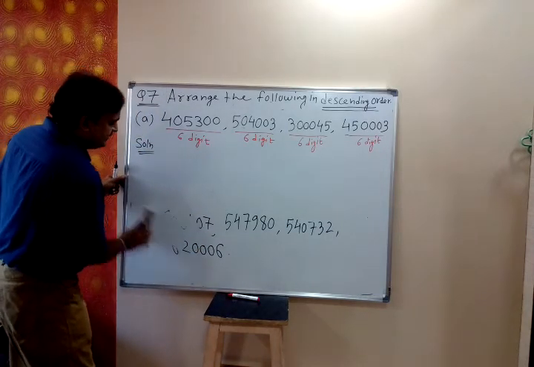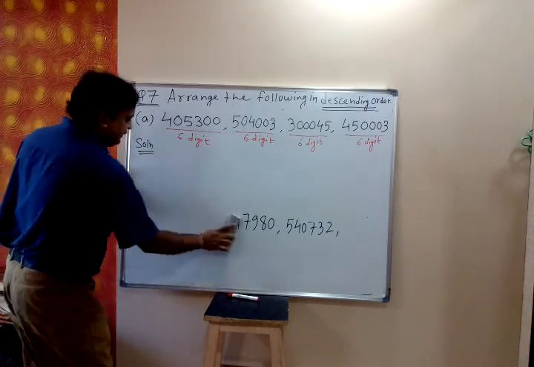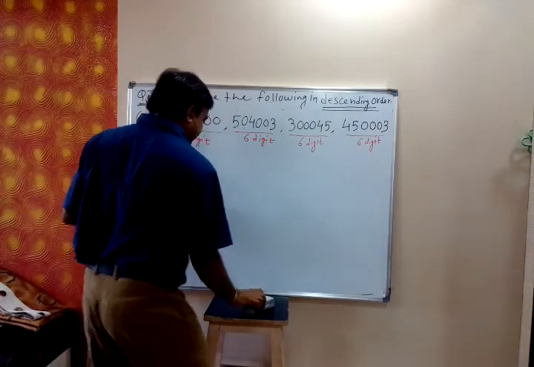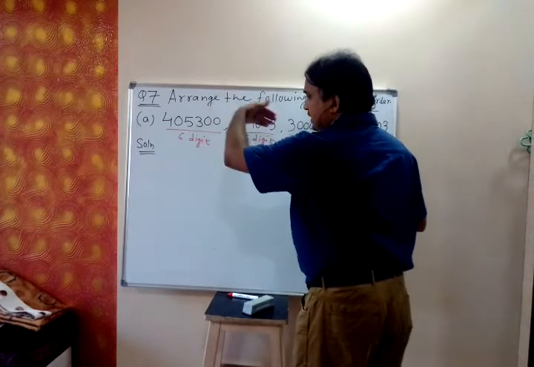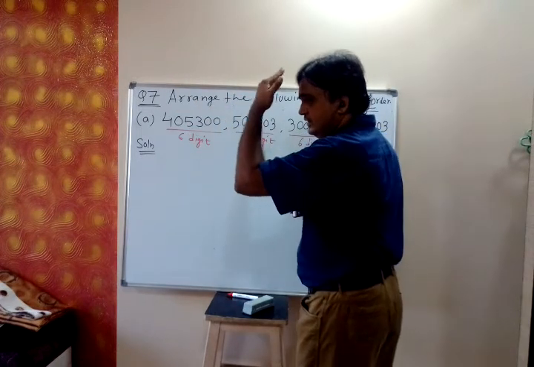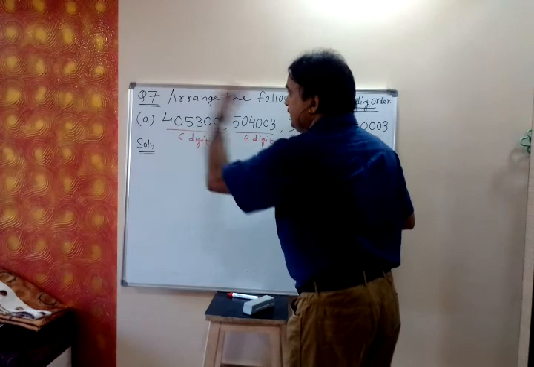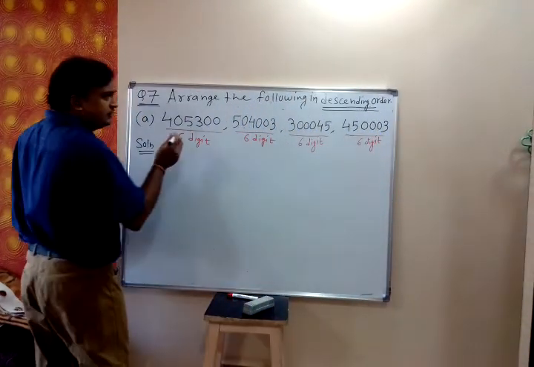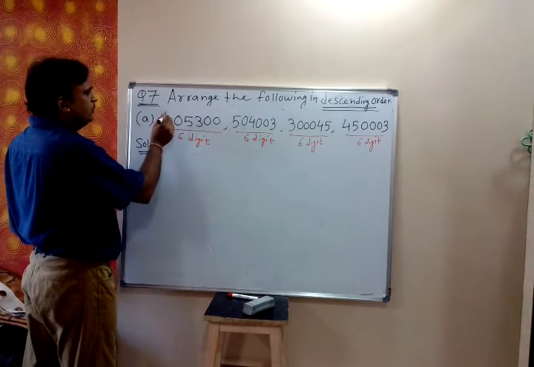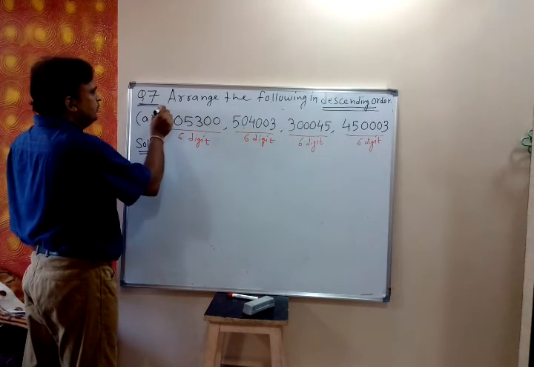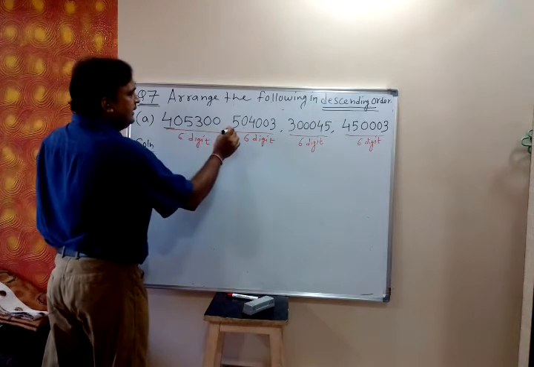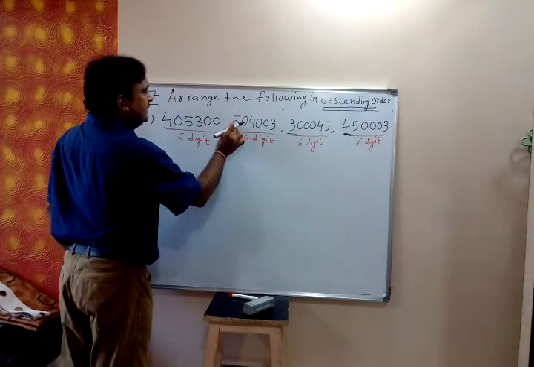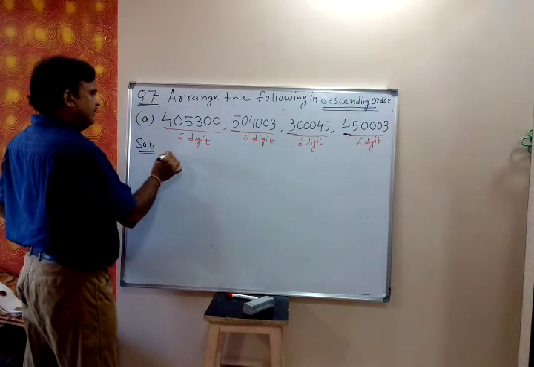So when the number of digits is the same, you have to compare the digits from the left side. Always remember this direction: compare the digits from the left side. So this is 4, this is 4, this is 5, this is 3, this is 4. So which number is bigger? 5.